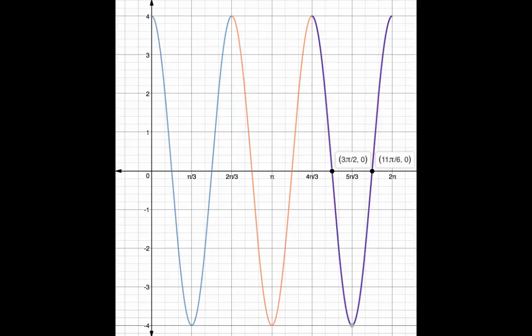So we have finished drawing our graph in the domain from 0 to 2 pi, having an amplitude of 4, so a maximum and minimum of 4 and minus 4, and we also have a period of 2 pi on 3, meaning that this graph will repeat itself every 2 pi on 3.